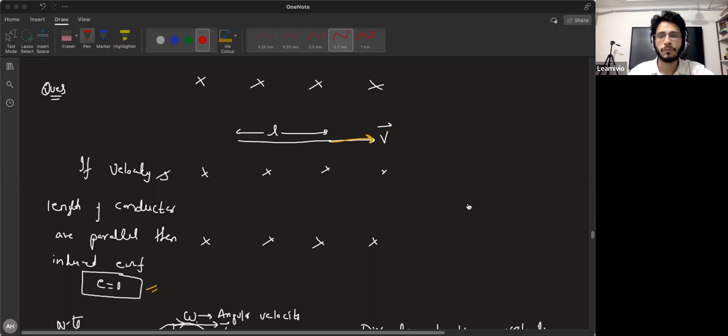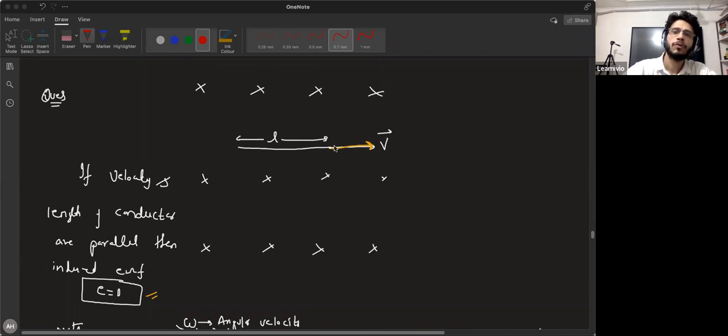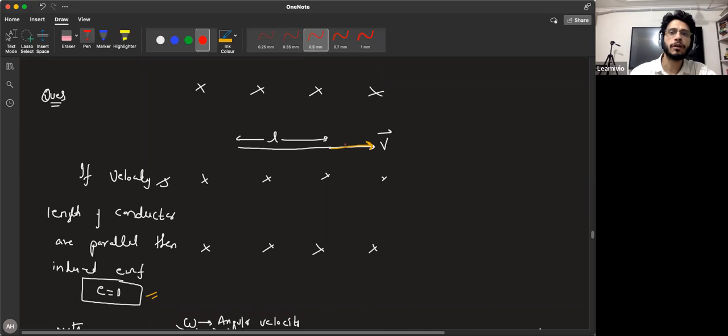Sir, why is the EMF zero here? Because if you take this electron here, this electron will experience force in the upward direction. All electrons will experience force in the upward direction. But since you have this wire, the wire is one dimensional. There is no space for the electron to move in the upwards or downwards direction. So again, the distribution of charge will remain uniform.